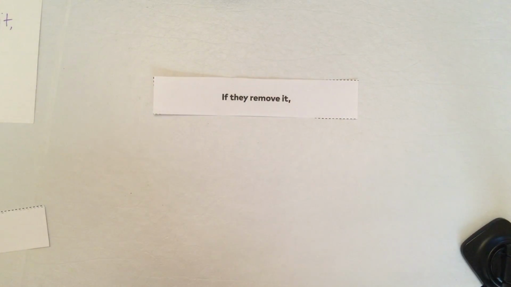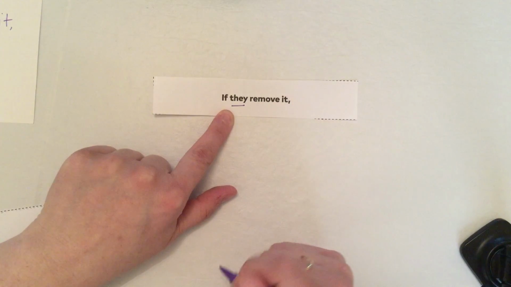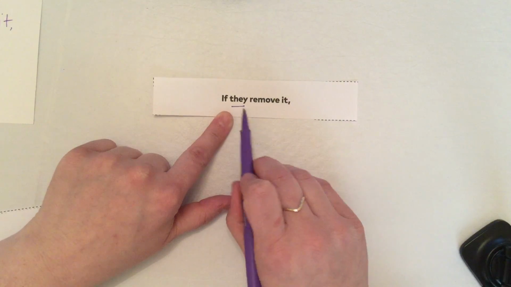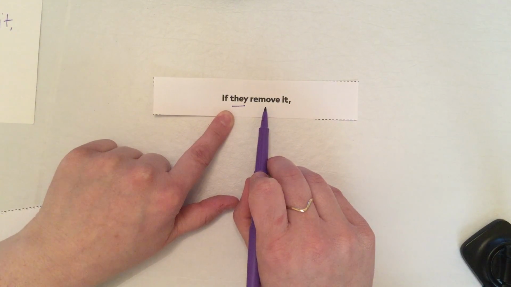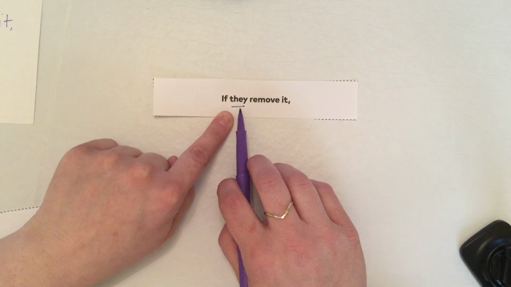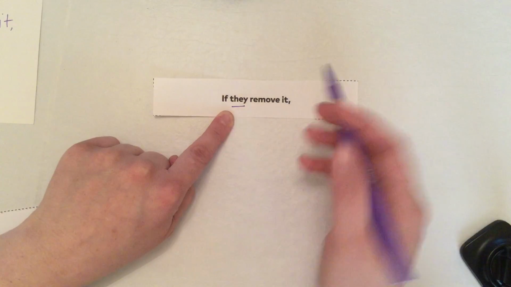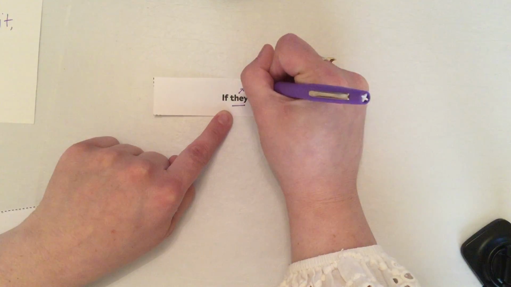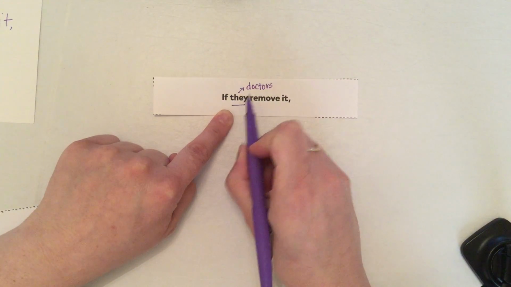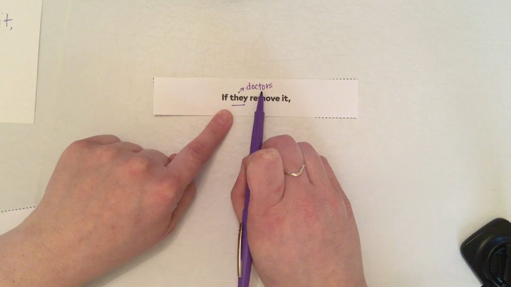So when we're looking at this chunk, I want to know who is they. So think back to our story. If they remove it, who is doing the removing, or who is they that would be in charge of removing her eye? So take a couple seconds and think about it. Come up with an answer. Who is they? And we know from our story that they is the doctors. So if the doctors remove it, we're using the word they in place of the doctors.